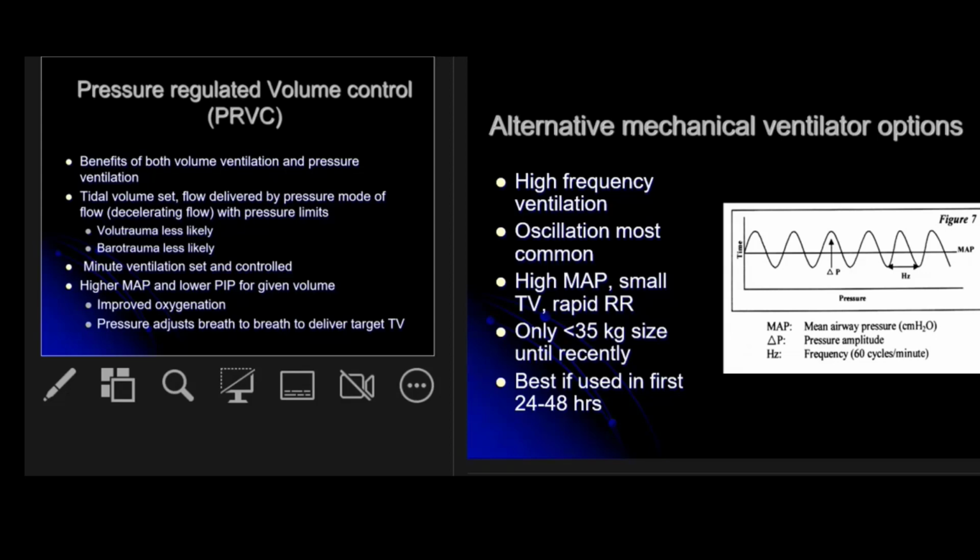So that's a good thing and it's a bad thing, because the reason I don't use a lot of PRVC is because I generally want to try to recruit lungs and I want to try to recruit them quickly. In PRVC mode, whenever the lung compliance starts to improve, the ventilator automatically turns the pressure down. So it takes a lot longer to recruit.